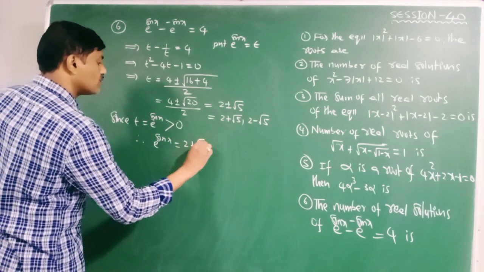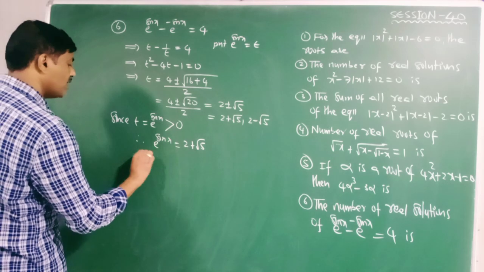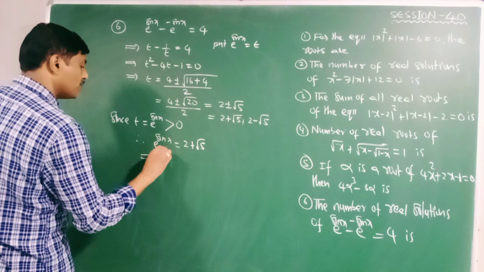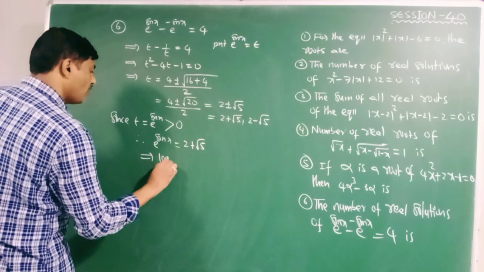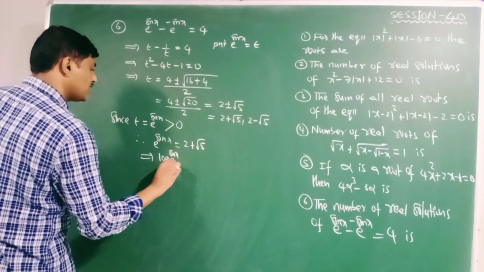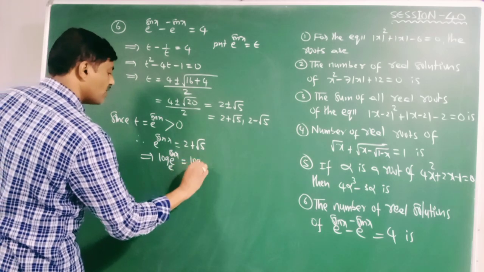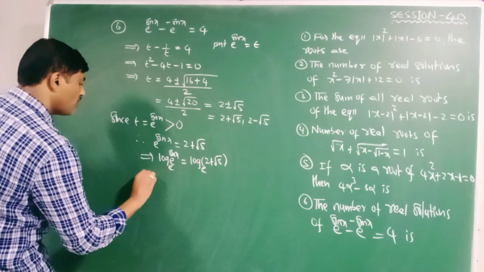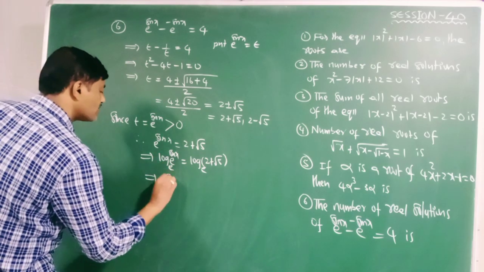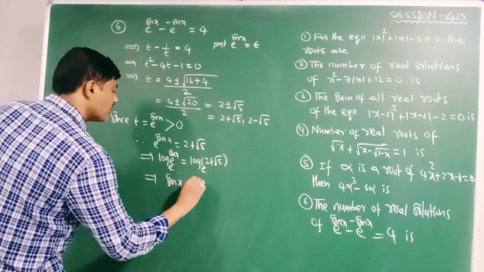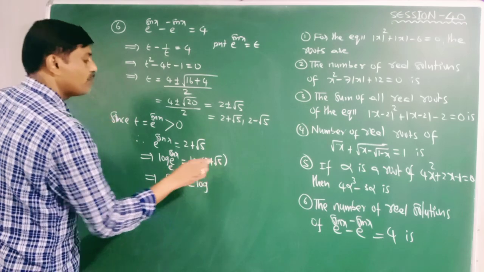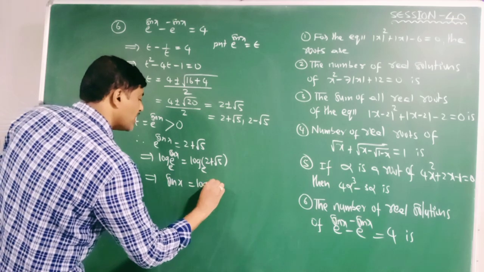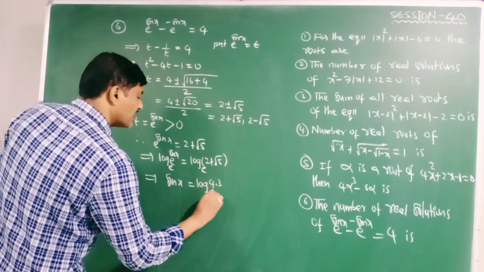Okay, taking logarithm on both sides, e power sin x will become log of e power sin x, base e, is equal to log of 2 plus root 5 base e. As log of e power sin x becomes sin x, sin x is equal to log of 2 plus root 5, whose value is 2 plus 2 point something, so 4 point something, base e.